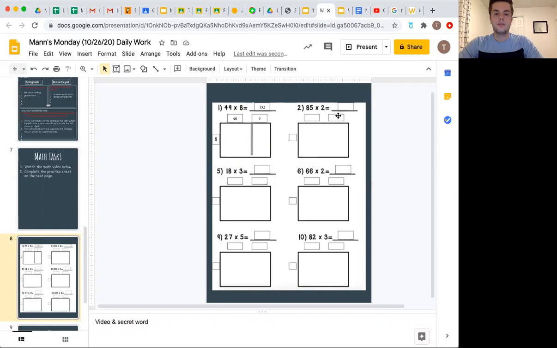So the tens place goes here, the ones place goes here, and then you draw a line. You do this multiplication problem, you put it in the box. You do the next multiplication problem, you put it in the box, and then you add the two things together to get the answer. All right, that was a lot.